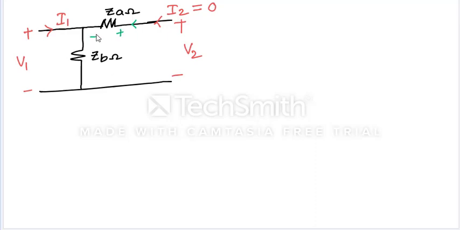Then what is this voltage here? It's an open circuit, so this voltage is 0, and this voltage is V1. What about this voltage? It is V2, isn't it? So V1, tell me how much is V1? ZB into I1, and V2 is also equal to ZB into I1 only. Check it.